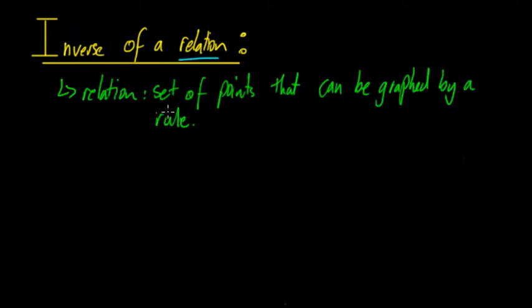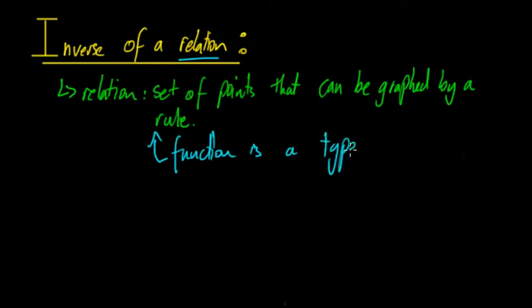In this video, we're going to be looking at inverses, and specifically inverses of relations. So this is for the broad category. Now, if you can't remember, a relation is a set of points that can be graphed by a rule. That's not a technical definition, that's what I like to think of a relation as. And then a function is a type of relation.